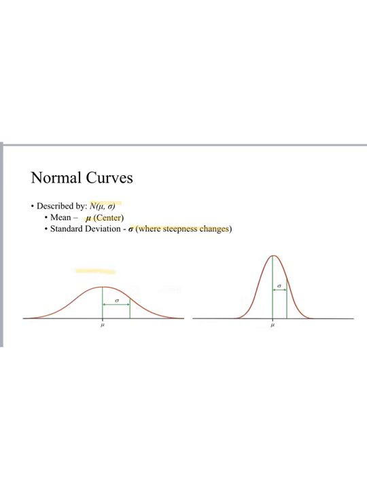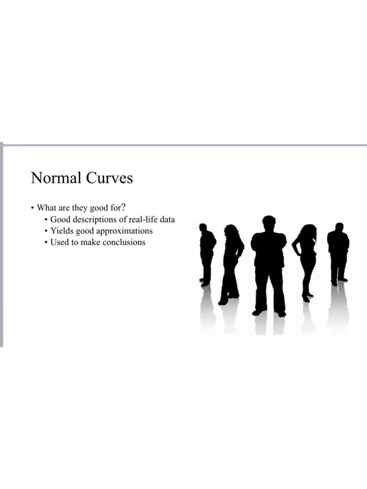So note in this first picture, we have kind of a short and squatty curve. That means it has a large standard deviation. And this curve on the right, note we have a tinier standard deviation. The curve is taller and steeper. We like normal curves because they can describe real-life data fairly easily. They give us good approximations, and we are going to use them to make various conclusions.